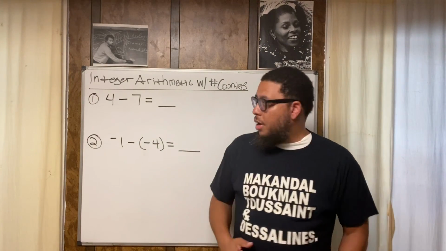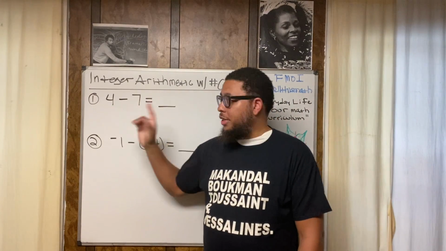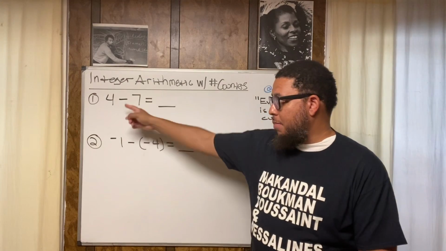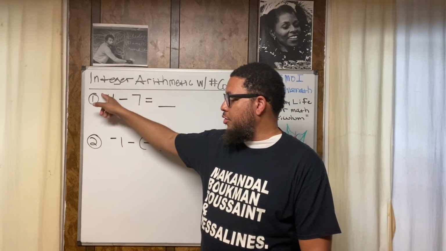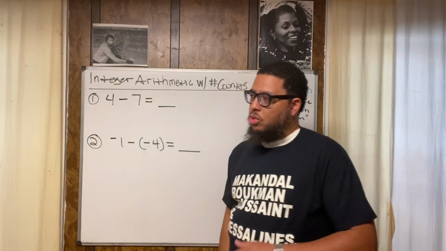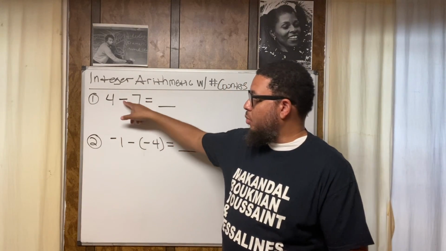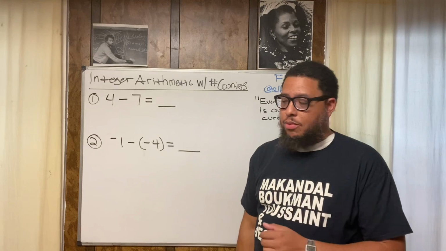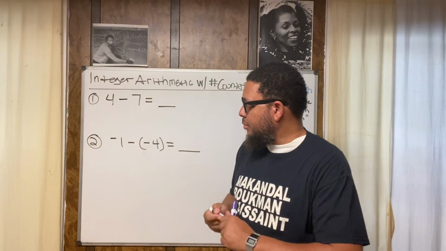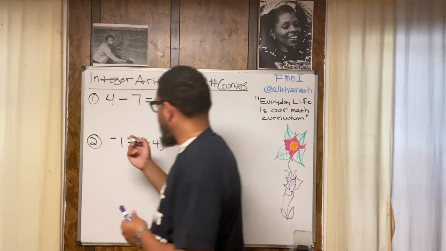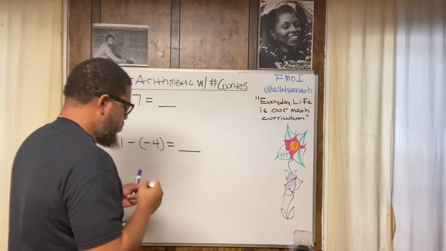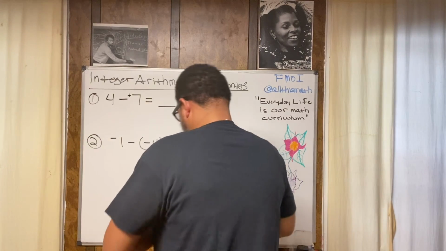So I'm showing y'all. All right, so let's start with number one. We have 4, take away 7. That 4 is positive. There's no positive sign written in front, but we understand that to be positive 4. Then we're going to subtract 7. So technically, we want to be technical here, we're subtracting a positive 7. This is a positive 7 in actuality. So we're subtracting a positive 7.